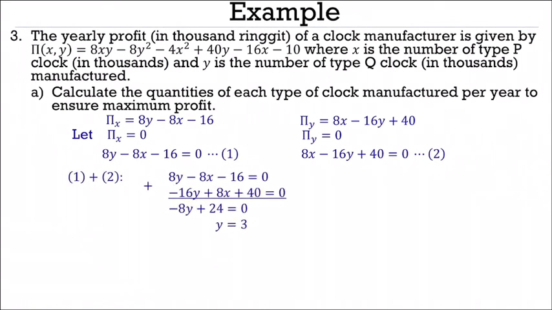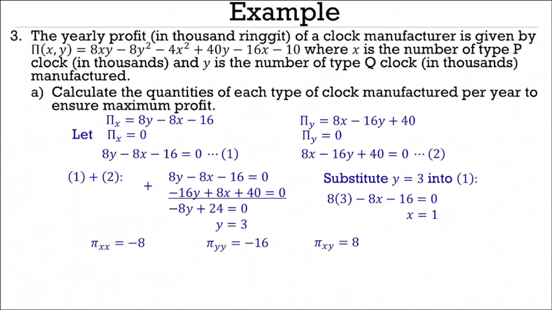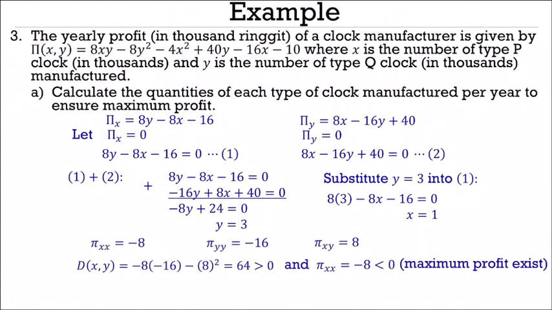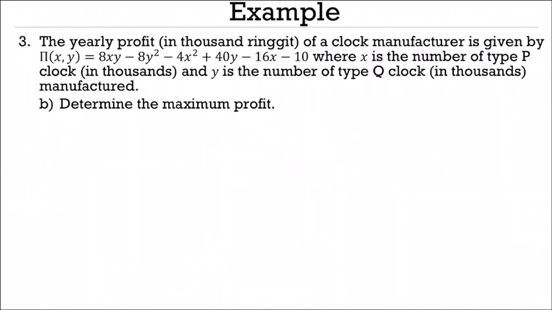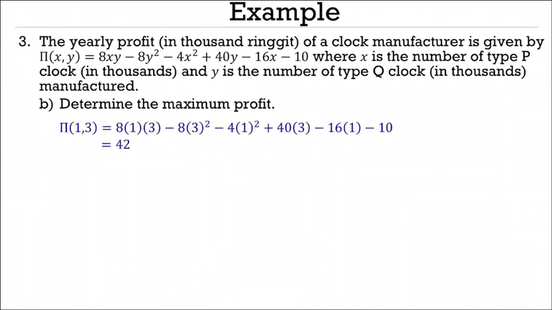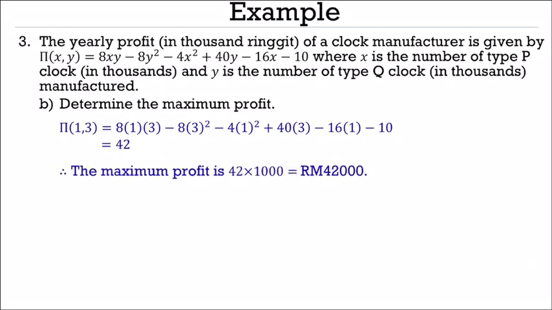Solve by using the elimination method, where we add both equations to eliminate 8x. Then, substitute the y value into equation 1. And don't forget to prove by using the second order partial derivative test. Then, make a conclusion. The quantities must be multiplied by 1,000 because the quantity is defined in thousands. To find the maximum profit, we substitute the values of x and y into the profit function. Then make a conclusion. Since the profit is also in thousands, we must multiply it by 1,000.